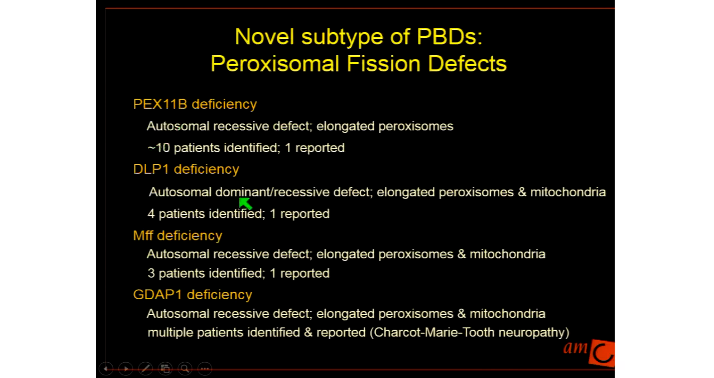And then we have the DLP1 deficiency, which affects both peroxisomal and mitochondrial fission. And we know of 4 patients now, there's only 1 reported. Then we have 2 additional genes that were identified in the meantime. It's MFF and GDAP1, which also both affect peroxisomal and mitochondrial fission.